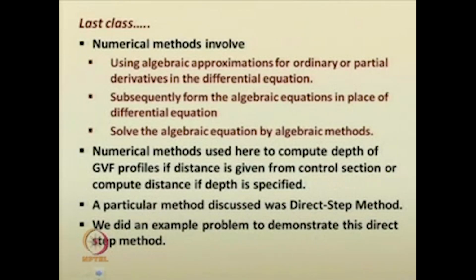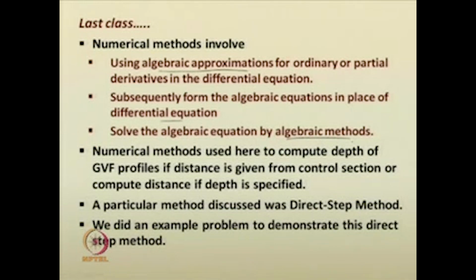Also, in the numerical methods, we have suggested that they use algebraic approximations for ordinary or partial derivatives in the differential equation. So, once you use these algebraic approximations to the derivatives, you will obtain an algebraic equation instead of the differential equation. These algebraic equations are very easy to solve using the various available algebraic methods. So, that is the objective in numerical methods.